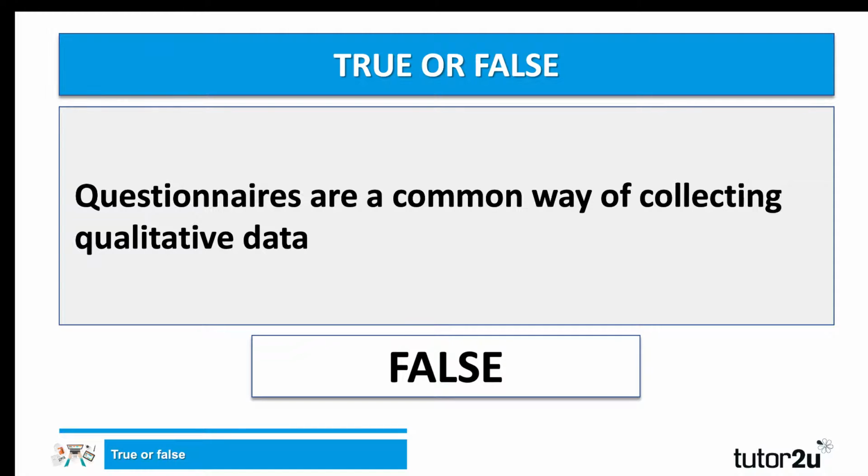Right. The answer to this question again was false. Questionnaires are a common way of collecting quantitative data. As Mags has said in his comment, quantitative data is easily analysed. And of course, when you've got a questionnaire, you may mostly have yes, no, or what we would refer to as closed questions. Those closed questions are easier to analyse in terms of quantitative methods, maybe using a spreadsheet, simple tally chart, something like that.